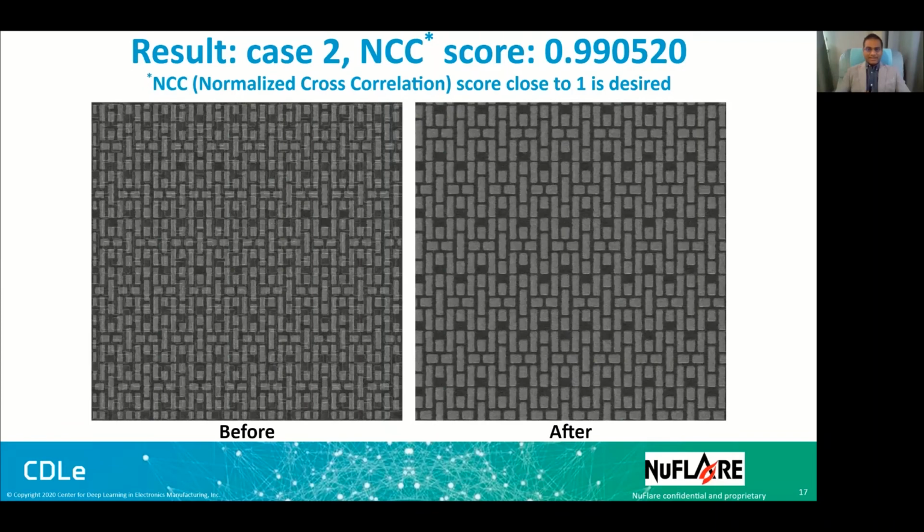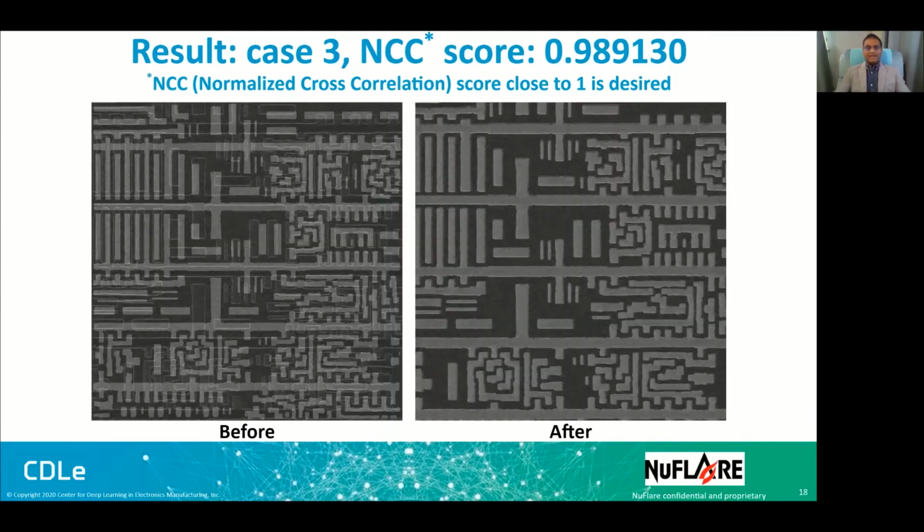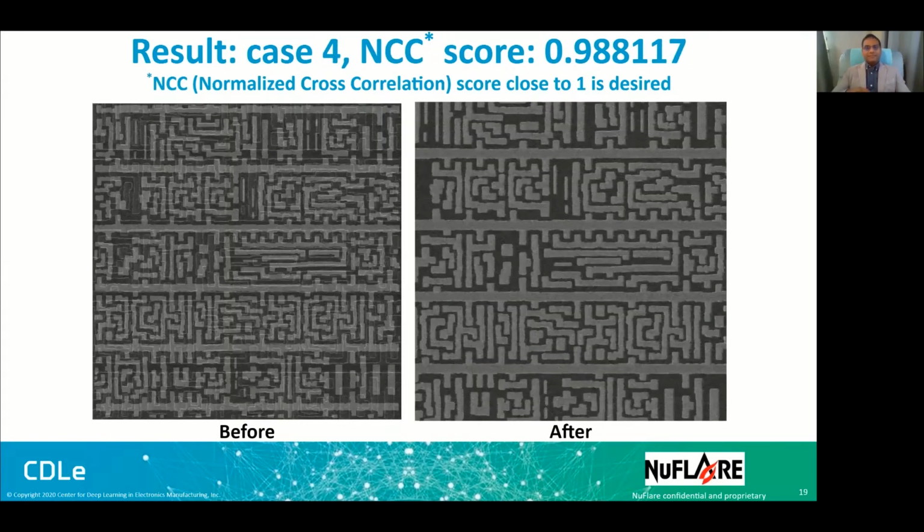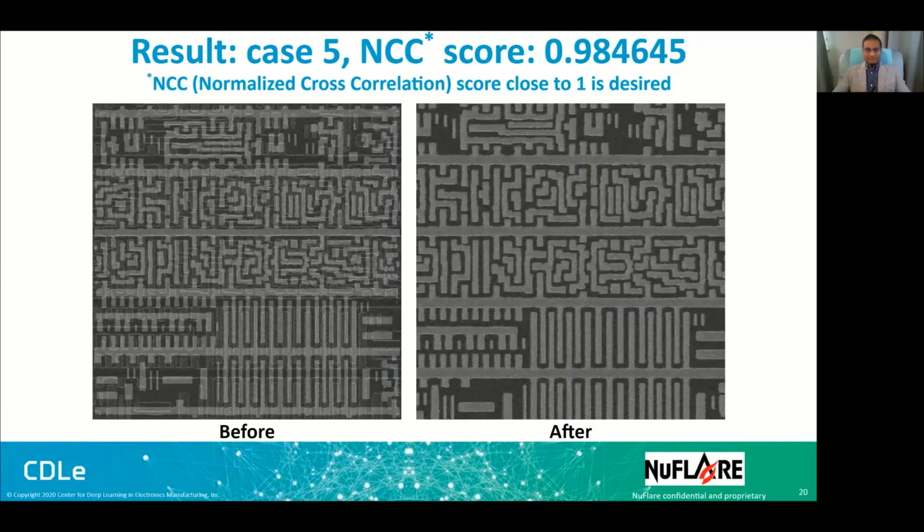I have another example with different patterns. NCC score is close to 1. Yet another example, and the last example. This was also very interesting and promising. And in fact, this tool was used to enhance our digital twin.